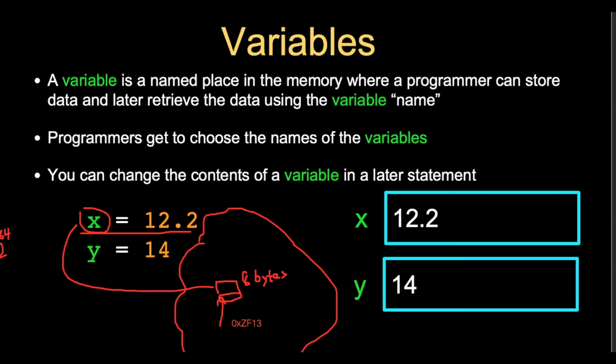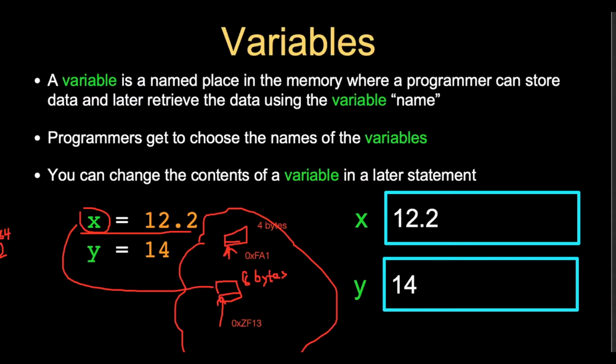Same thing with y, but the difference between y and x is that y takes up only 4 bytes. So there could be another space identified somewhere here for y, sitting at another location with a different memory address. Since I'm at it, this memory address might be 0xf1. It's completely different from the previous one. And this one is 4 bytes. This 4 bytes is going to have the value 14 in it.